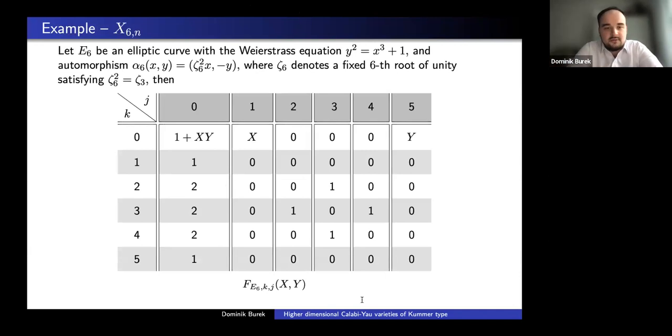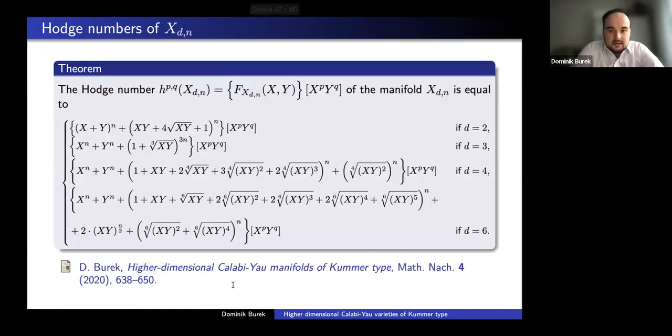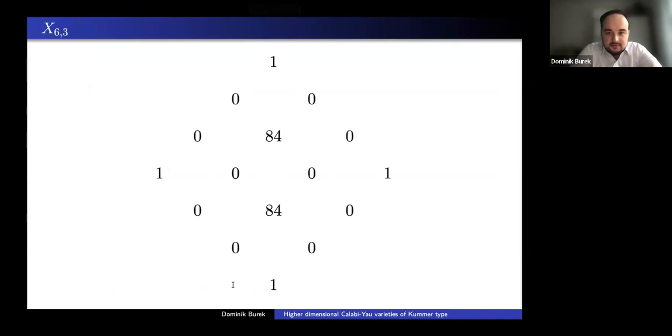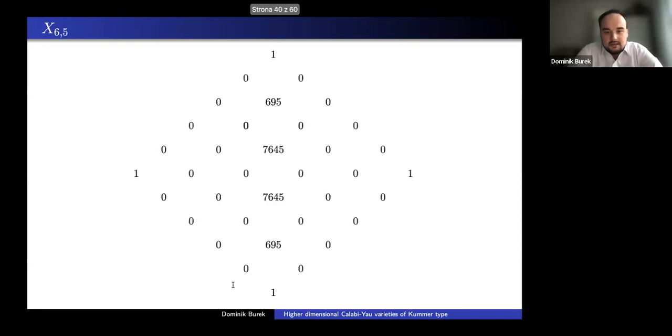So maybe let me give you a small example. If we consider the Tsing-Hulek construction, and here I used only elliptic curves with automorphisms of order 6, then this table looks like this, and we can apply that formula, and just by hand, we can compute the Hodge numbers h^{p,q} of this family. X_{6,n} is equal to the coefficient of x^p y^q of that complicated polynomial. And the result for all remaining cases 2, 3, and 4 are included in this theorem. Okay, and some Hodge diamonds of these varieties. Look, we have only positive entries on the main diagonal, and we have ones on the left and right diagonal. So it looks like this.